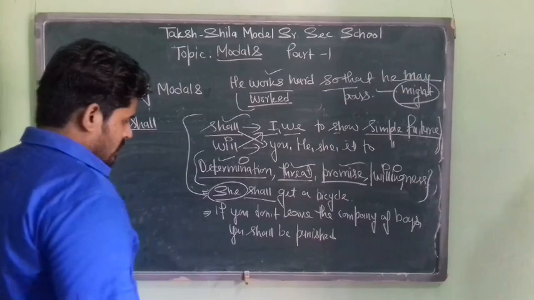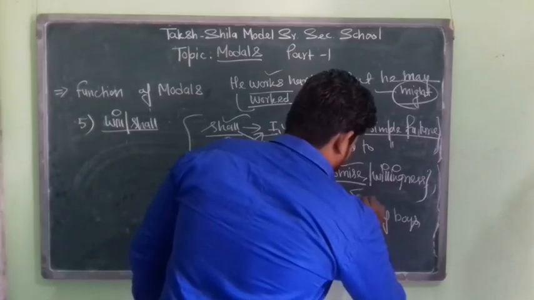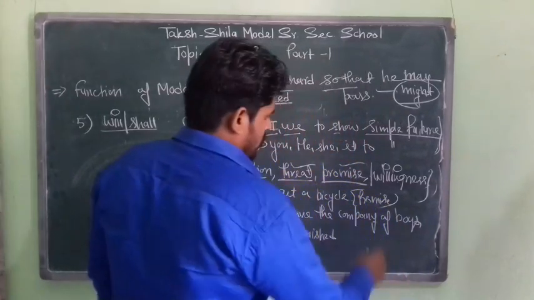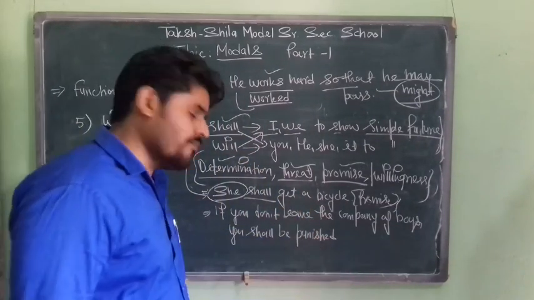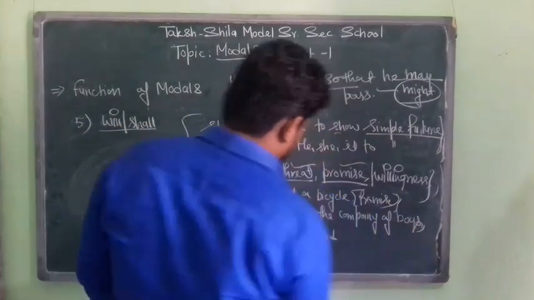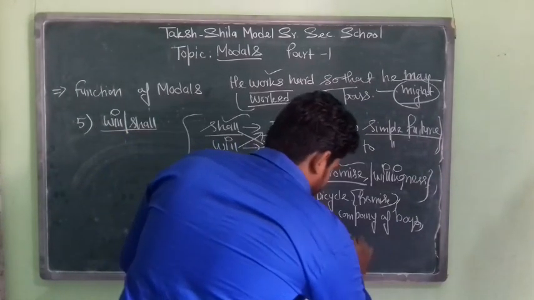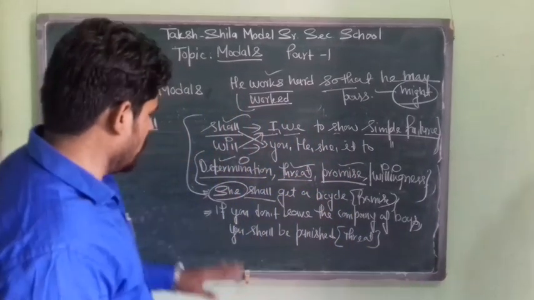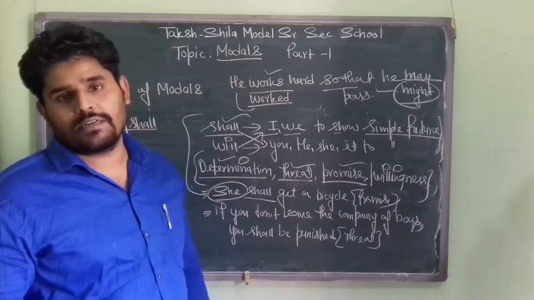So here in this example number 1, she shall get a bicycle. This shows what? This shows promise. So that is, here we have sentence number 2. If you don't leave the company of bad boys, what will happen? You shall be punished. This is what? This is threat.